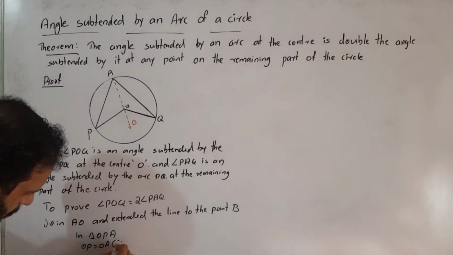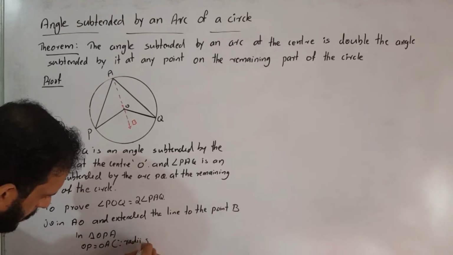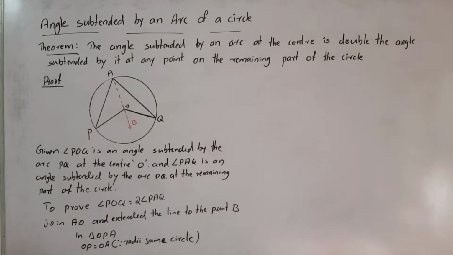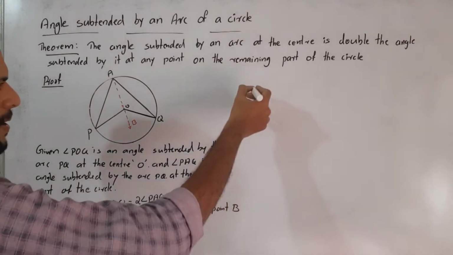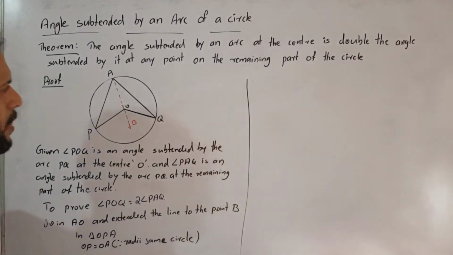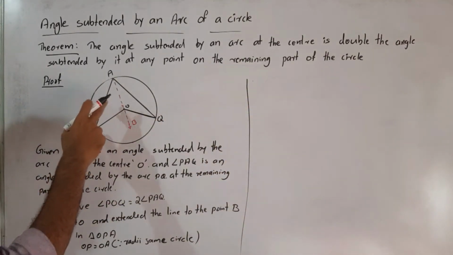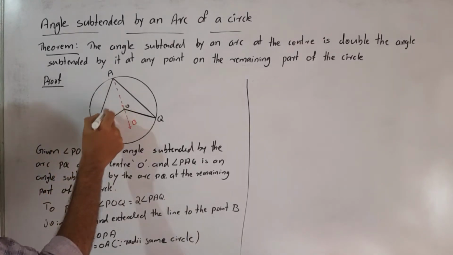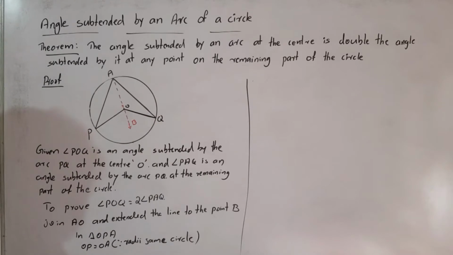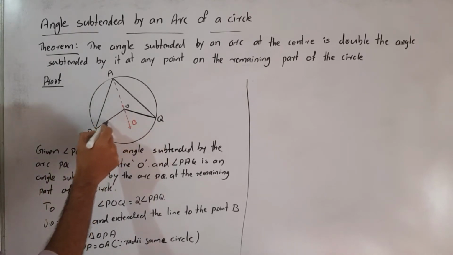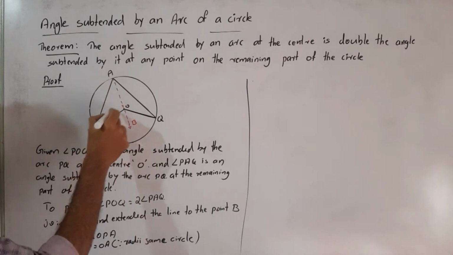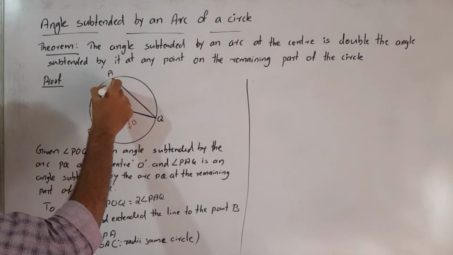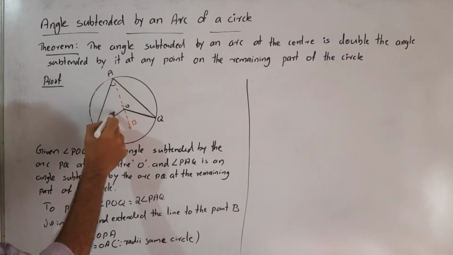OP is equal to OA. What is the reason? Radii of the same circle. Then if OP is equal to OA, what do we call it? We call it an isosceles triangle. Then we know the idea that angles opposite to equal sides are also equal. Therefore, angle OPA is equal to angle OAP, because they are the angles opposite to equal sides.